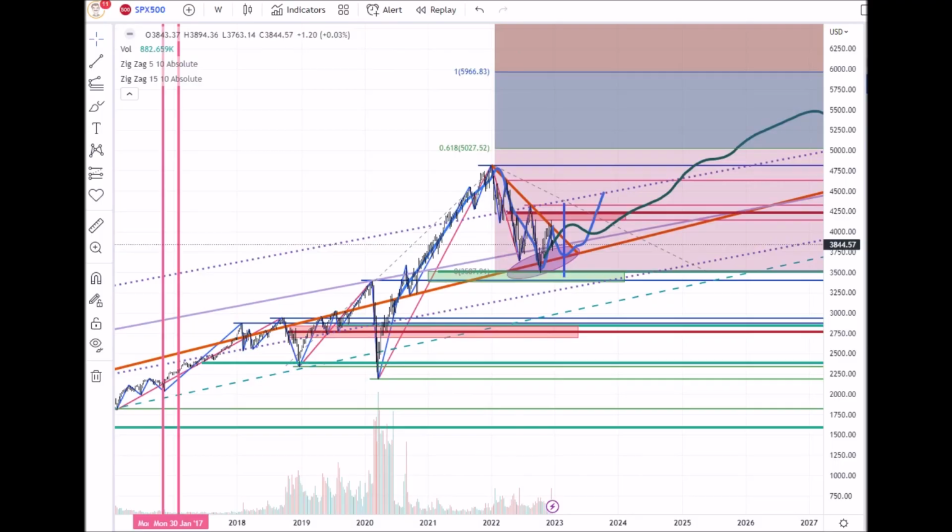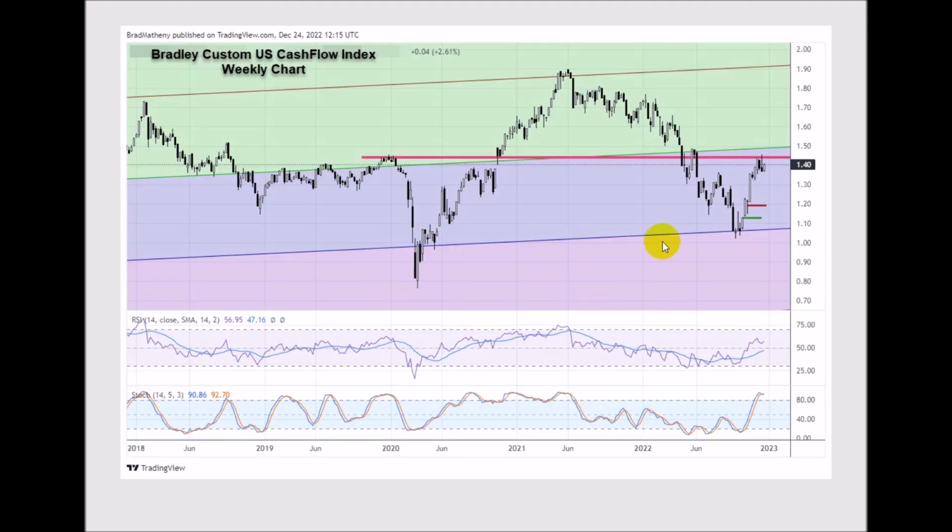Now let's go over to the custom index charts before I spend too much time looking at charts. I hope you enjoyed that, and I hope you take a look at how I am studying the markets and going through everything. Let's look here at the custom index charts.